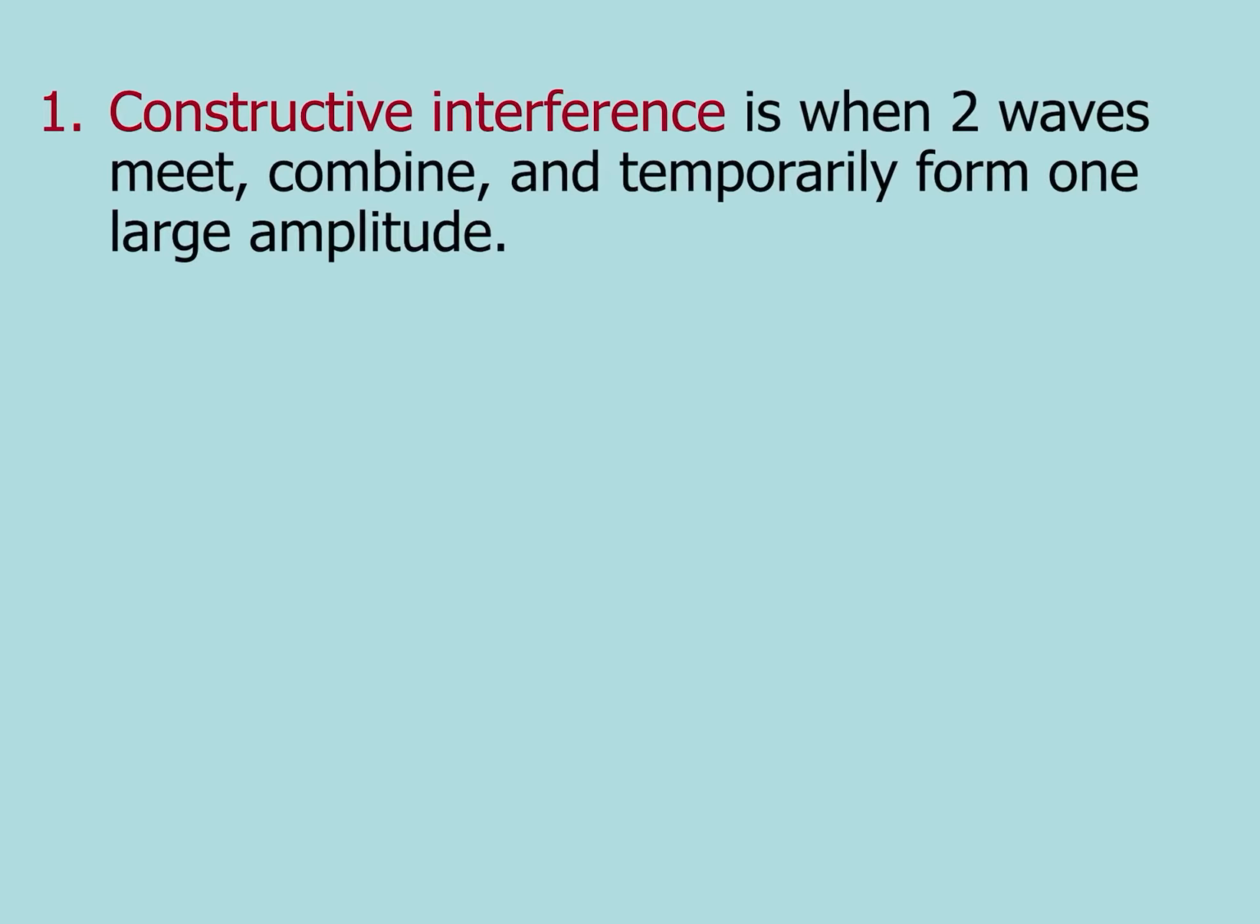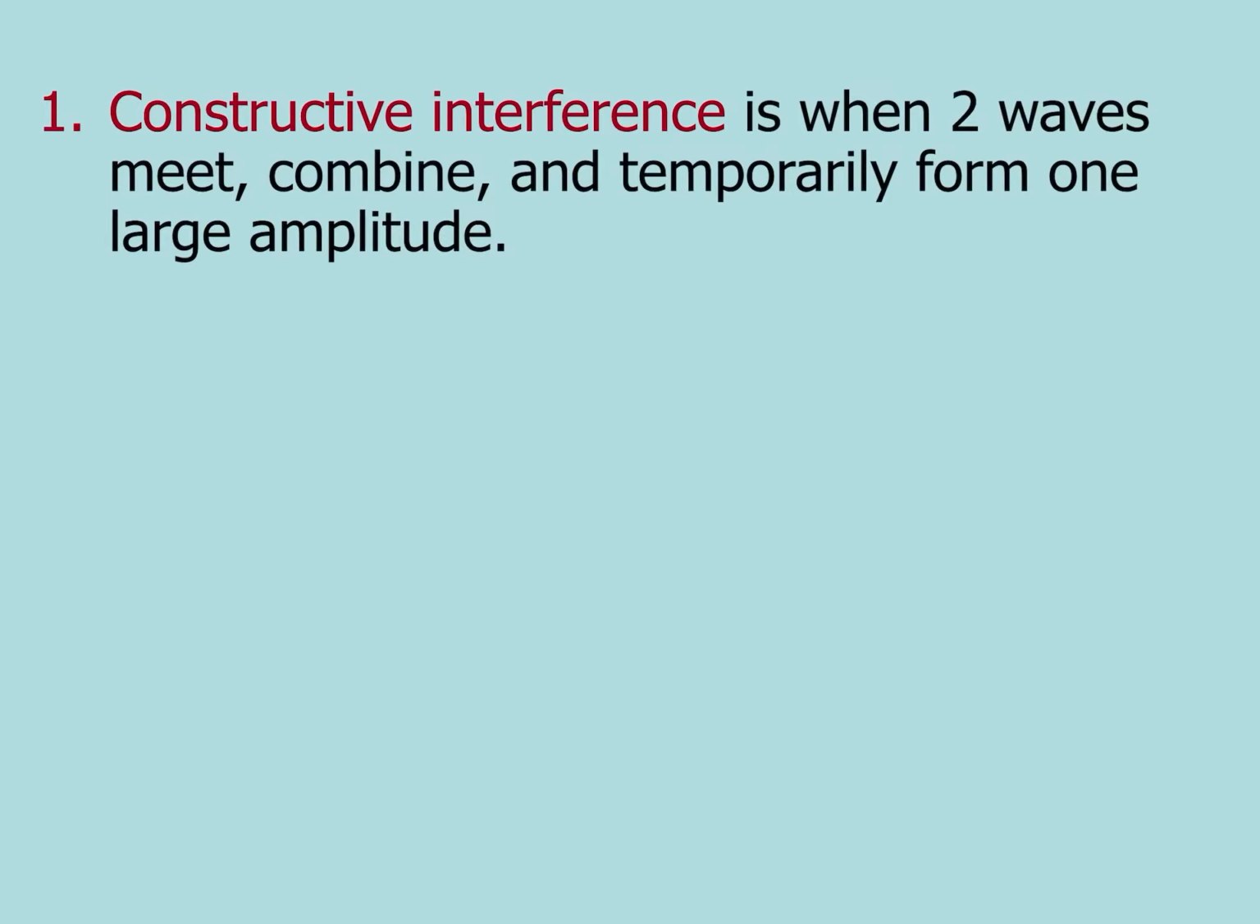So constructive interference, hopefully we're all comfortable with the word to construct. The root of this word, construct, basically means to build, to put together, to create some new larger thing. So it says that when we have two waves that meet and combine, they temporarily form one large amplitude. This would be whenever the amplitudes of our waves that are mixing together are both on the same side of equilibrium. So we have two positive amplitudes, or we have two negative amplitudes.